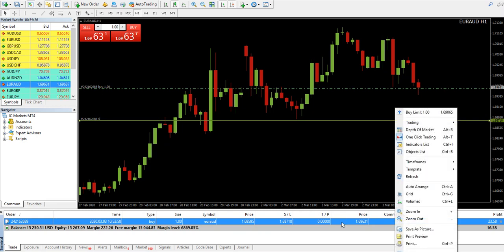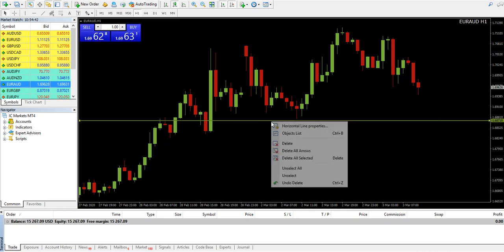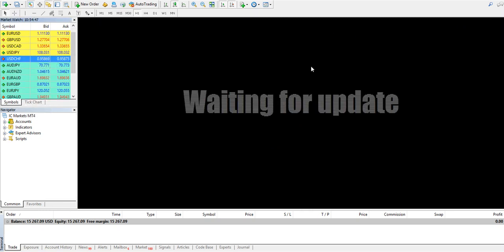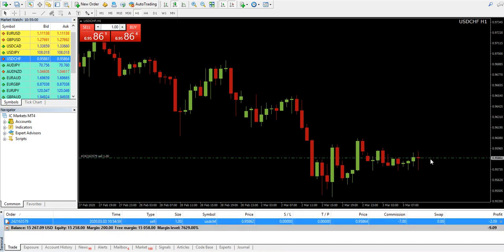So let's do the reverse. Let's do a sell with a stop loss. Now, when you close your trade, your stop loss is equally closed. Okay, so let's do a sell, maybe with a different pair, USDCHF. So you are doing a sell this time, and let's do a sell at this level. Market entry, sell. Very good. We have a sell order.